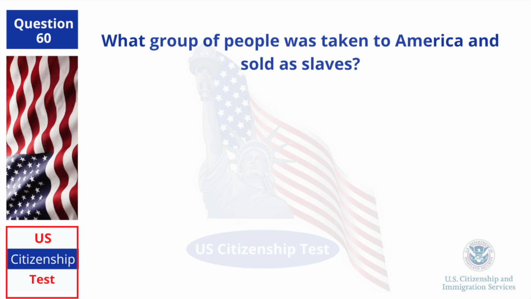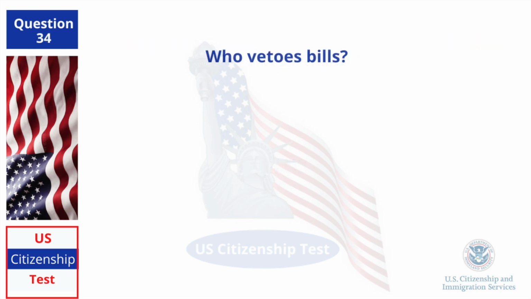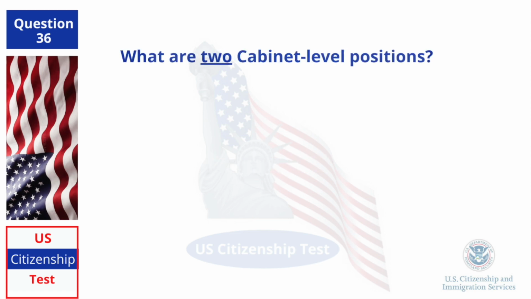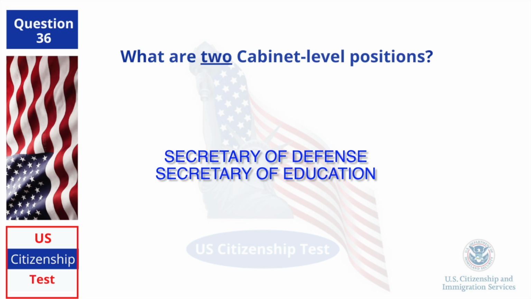What group of people was taken to America and sold as slaves? Africans. Who vetoes bills? The President. What are two cabinet level positions? Secretary of Defense, Secretary of Education.